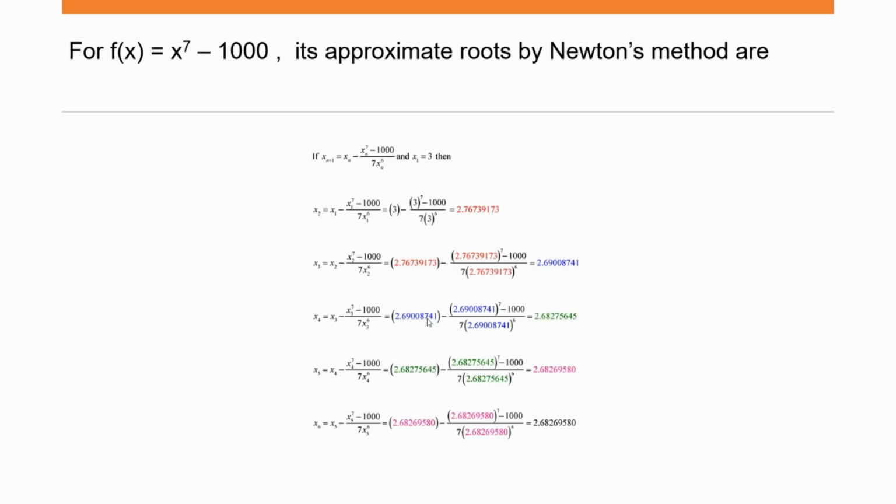Now, this is a general example of how to use Newton's method for finding the roots of a function. The function we have taken is x^7 - 1000. Here we have taken 6 iterations. That means we have applied Newton's method 6 times to find the roots.